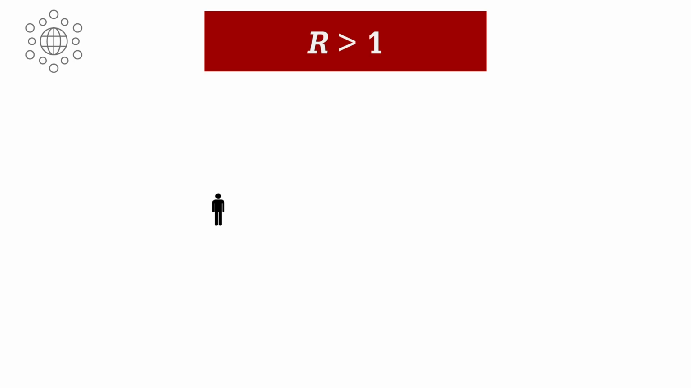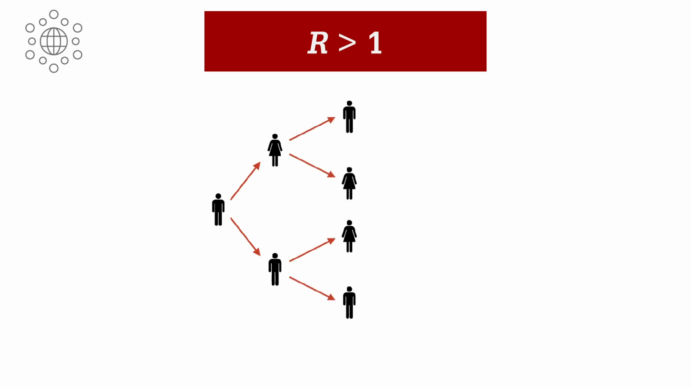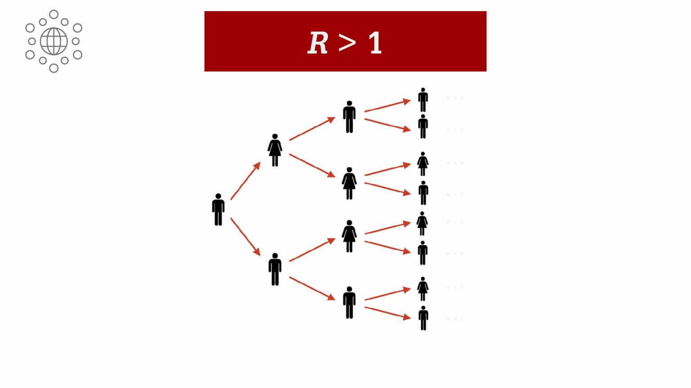Let's see what happens early in an epidemic when almost everyone is susceptible. Say the reproduction number is 2. Then the first person infects 2 people. Both of them infect 2, so 4 in total. Then those 4 each infect 2, so 8 in total, and so on. For each round of infection, the number of infected people doubles. This is an example of exponential growth.